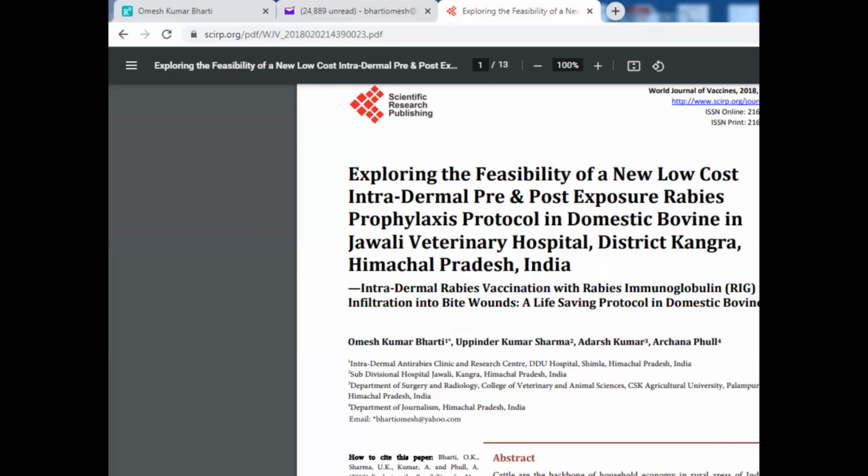So this is the low-cost solution we applied on animals. With cows and buffaloes, we started intradermal vaccination like in human beings. That brought down the cost of post-exposure prophylaxis to one-fifth of the prevalent cost. And this is the publication.